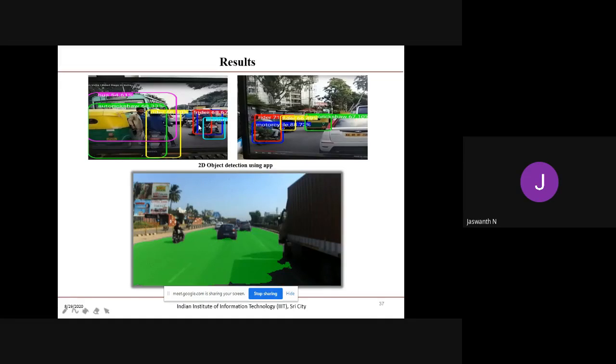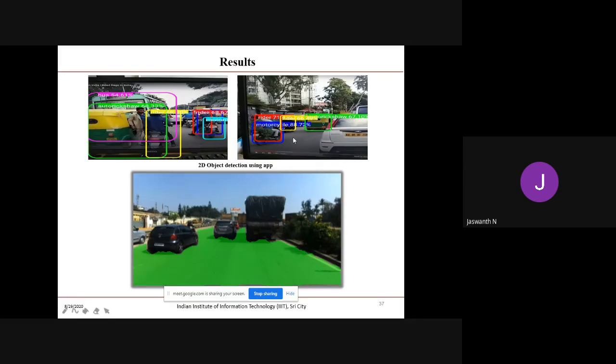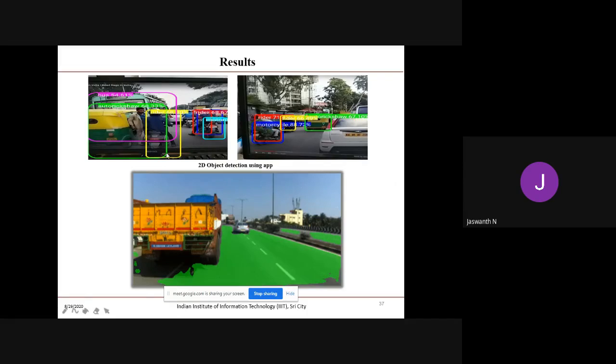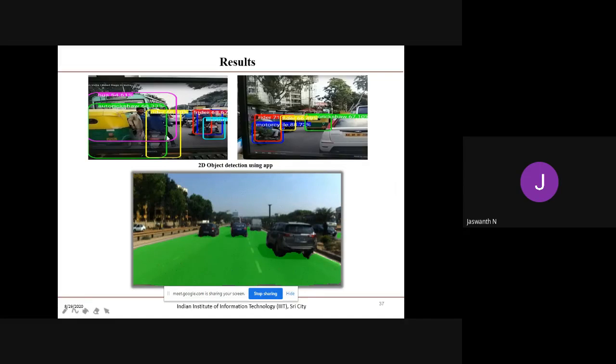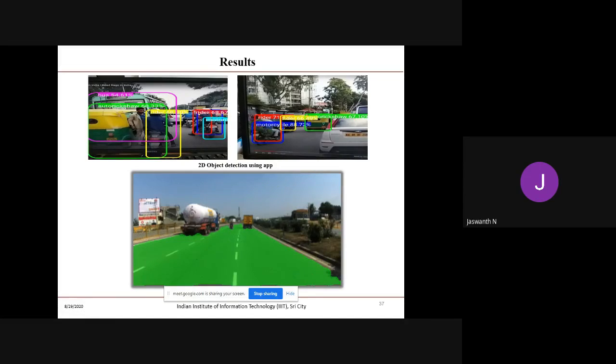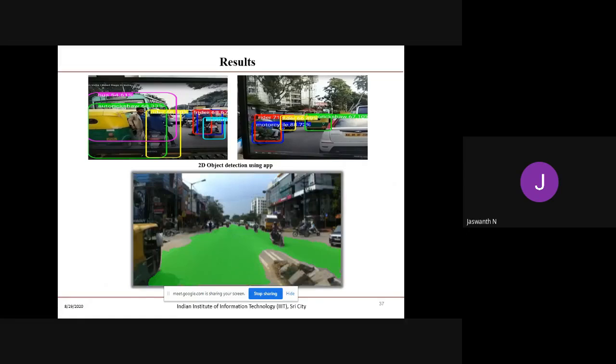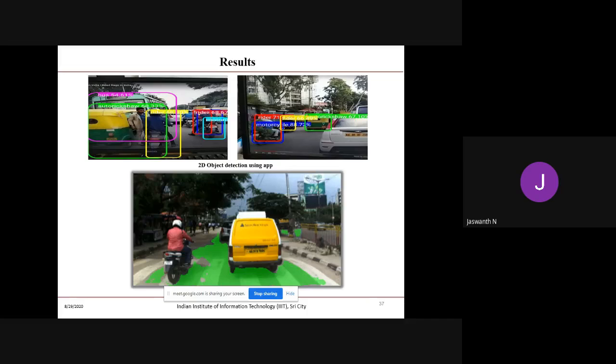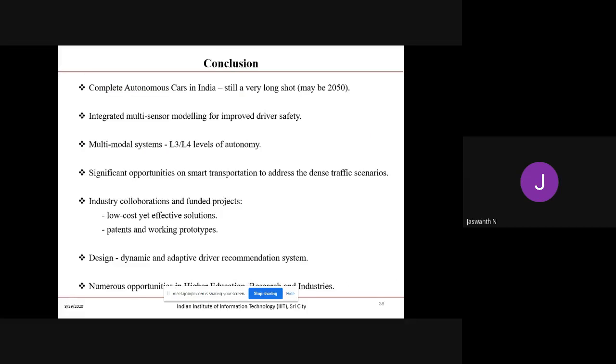The top figure shows an app that we have tested on YouTube videos to see how object detection is performed. We have used Faster R-CNN to model this particular work, and we have transferred it into an app using the TensorFlow Object Detection API.